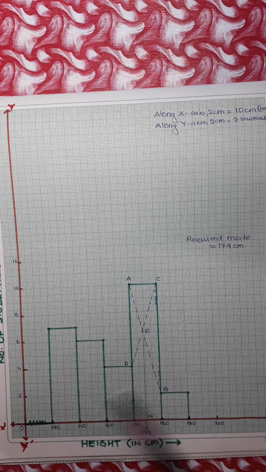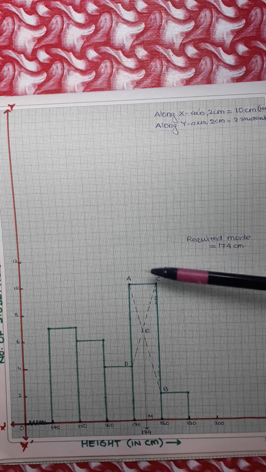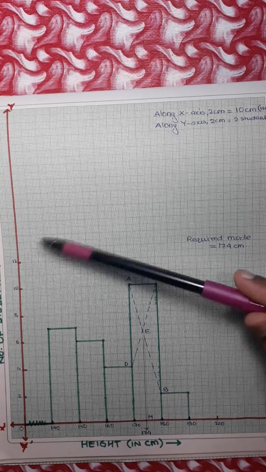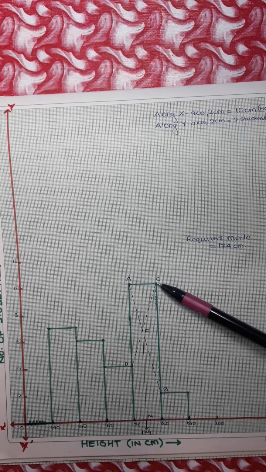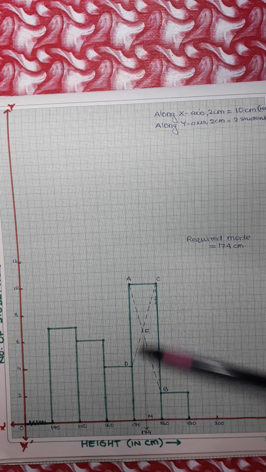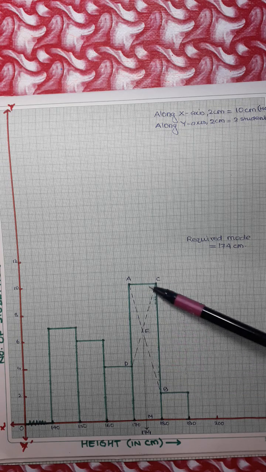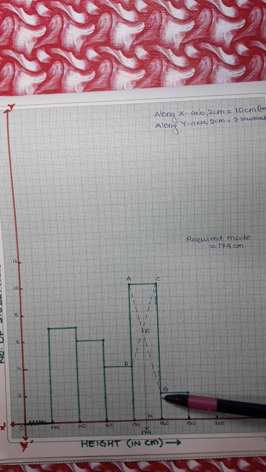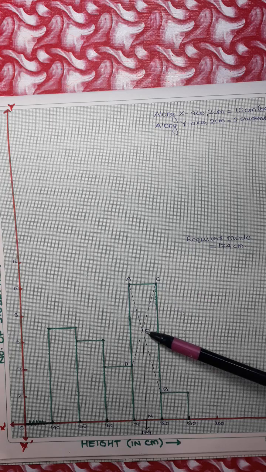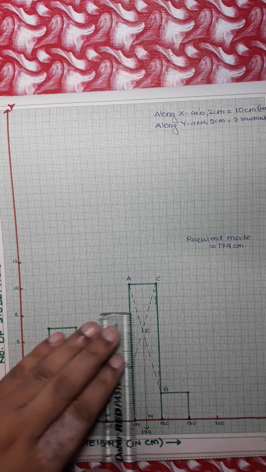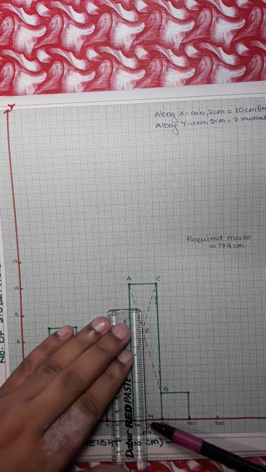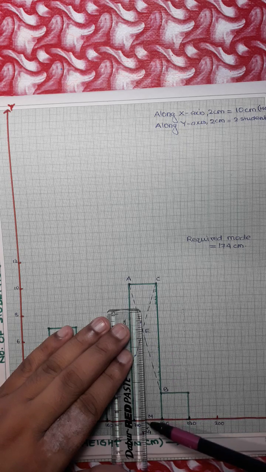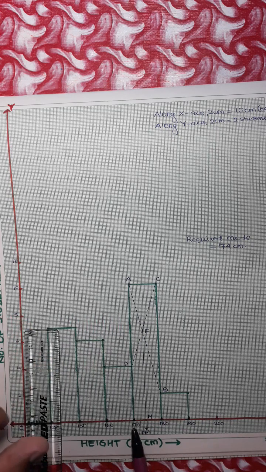Now which one is the highest rectangle? This is the highest. That means here the frequency is 10. Now we have to draw two lines diagonally in opposite directions, from C to D or A to B. Since these two lines intersect at point E, from E we draw a perpendicular on the x-axis. This line on the x-axis will give you the modal value. So here it is 70.